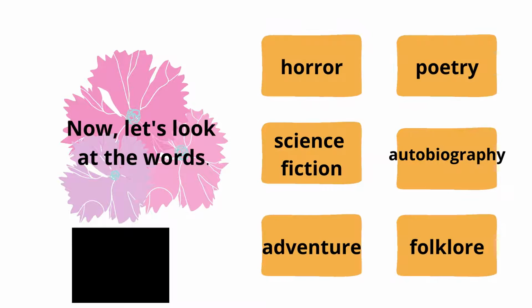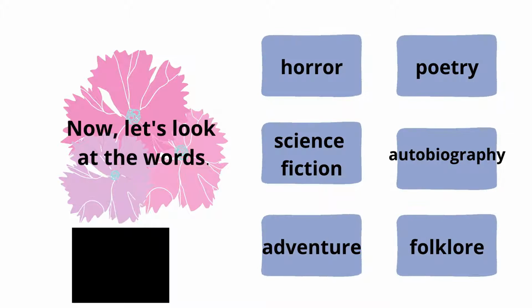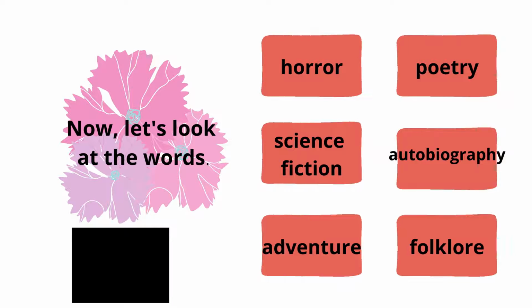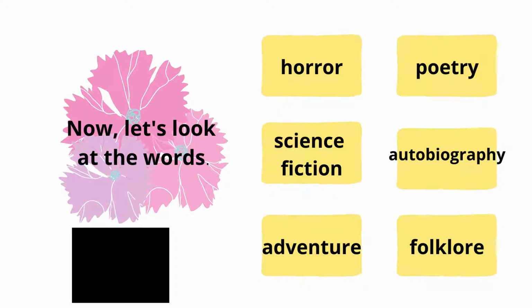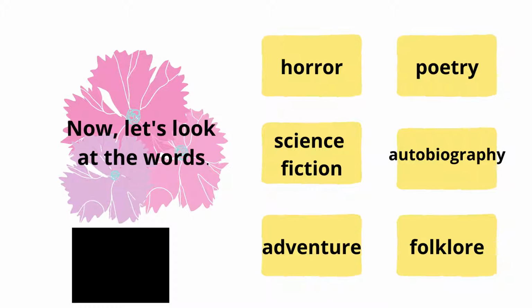Now, next word, science fiction. What is science fiction? Where is science fiction? Mana science fiction? Point to it. Tunjuk mana perkataan itu. Alright, very good. How do you spell science fiction? S-C-I-E-N-C-E-F-I-C-T-I-O-N. Very good. Now, let's look at the next word. Autobiography. Where is autobiography? Very good. Now, spell it for me. A-U-T-O-B-I-O-G-R-A-P-H-Y. Very good.